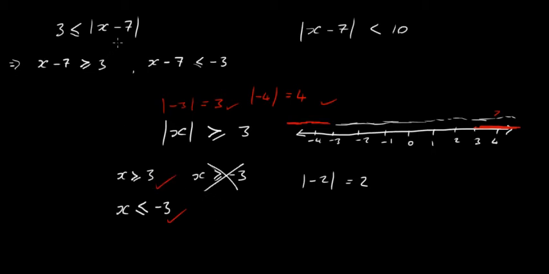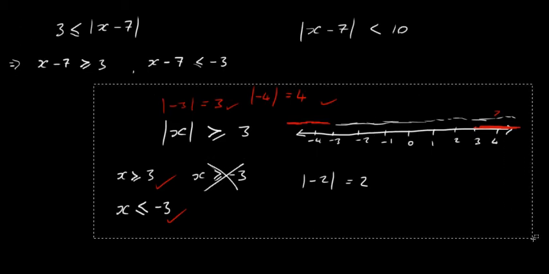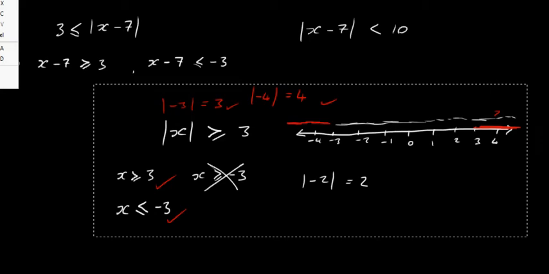So when you're doing modulus inequalities, you've got to use the symbol directly first. So x minus 7 is greater than or equal to 3, and then x minus 7 is less than or equal to minus 3. You've got to flip it around for the negative value here. So let me just get rid of all this stuff first.